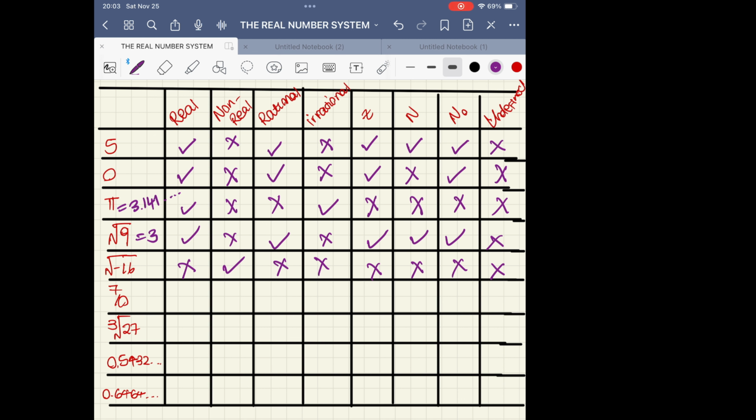Next one, we have 7 over 0, or 7 divided by 0. What did I say about any number divided by 0? It's undefined, right? Cool. So we'll just cross all of this out. Hope everybody gets it. And then we have the cube root of negative 27. Please punch it into your calculator. What is the cube root of 27? It is equal to negative 3, isn't it?